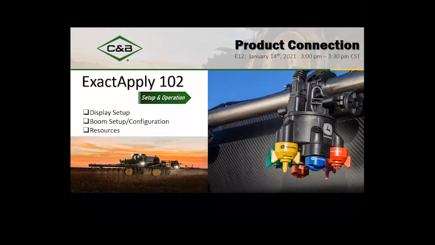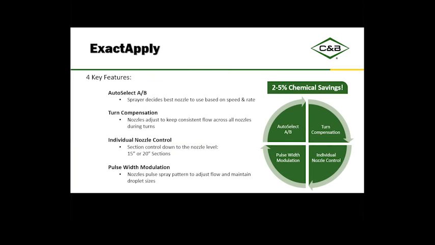So want to recap a couple things real quick before we get into the ExactApply display screens. These are all things we talked about last week, but just want to kind of remind you of a few things. ExactApply has 4 key operation modes. There's an auto select A/B, which is a conventional spraying. The sprayer automatically selects the nozzle based on rate, the speed, and also targeted pressures.